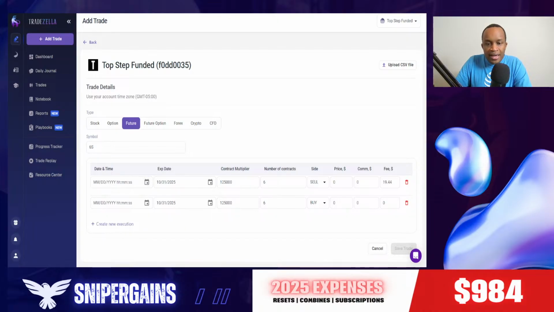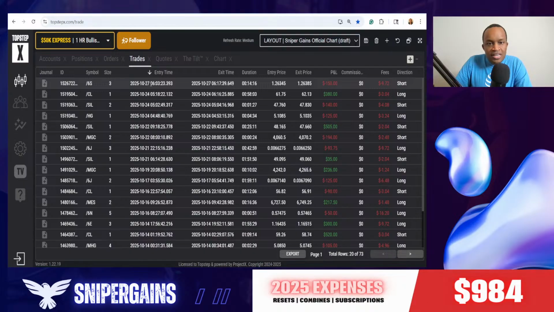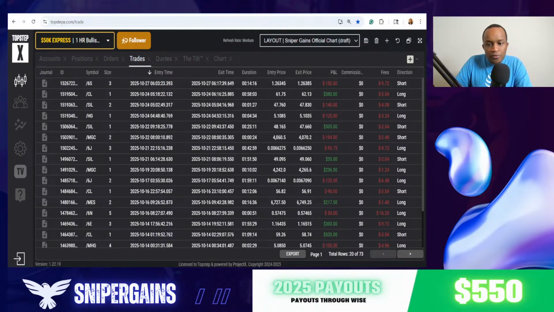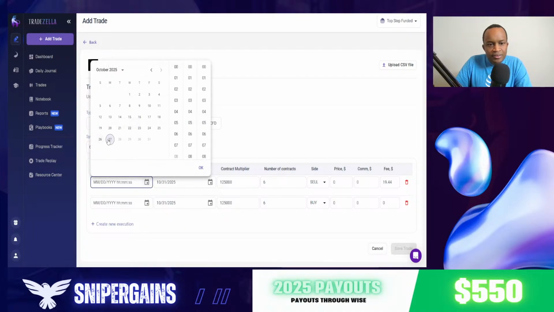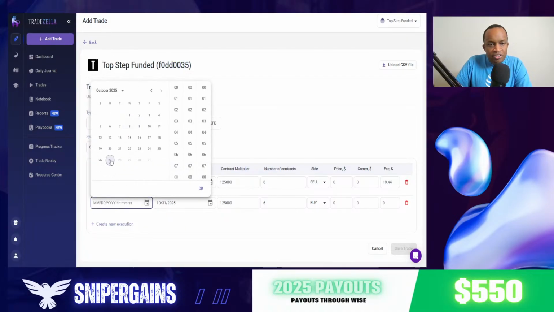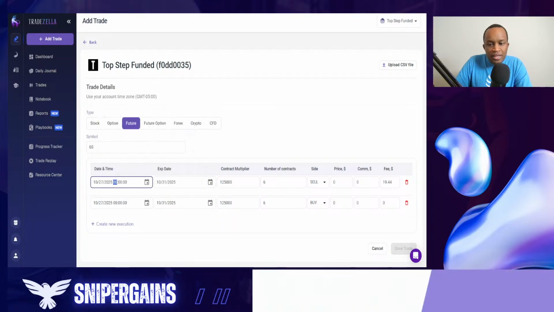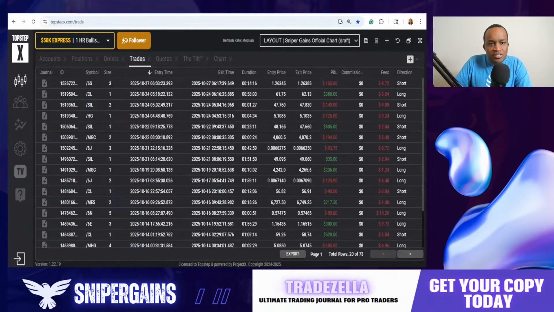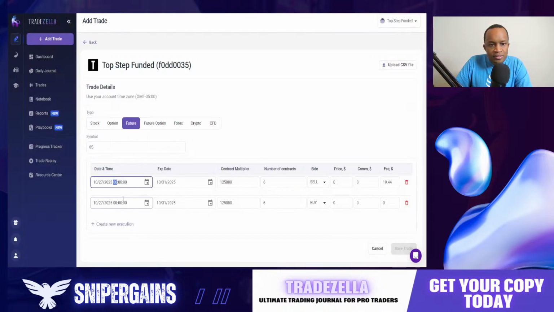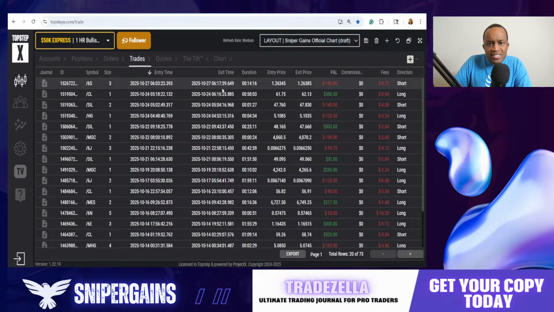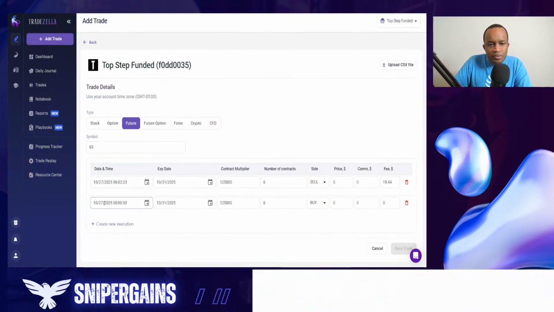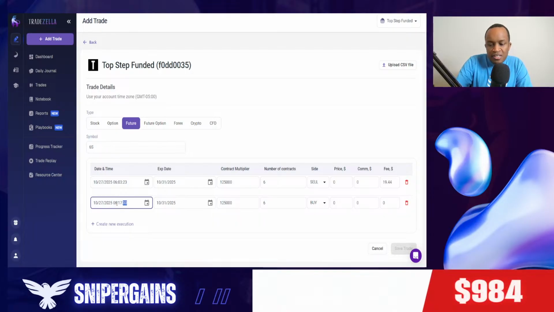Now, if we take a look at Topstep, you'll see it's from 6:03 to 6:17. I'm in Texas, so this is Central Standard Time. So I'm going to go here. Click on 27. And then now I'm going to put in the numbers. So it's going to be 060323. And then the other one is going to be 061739.